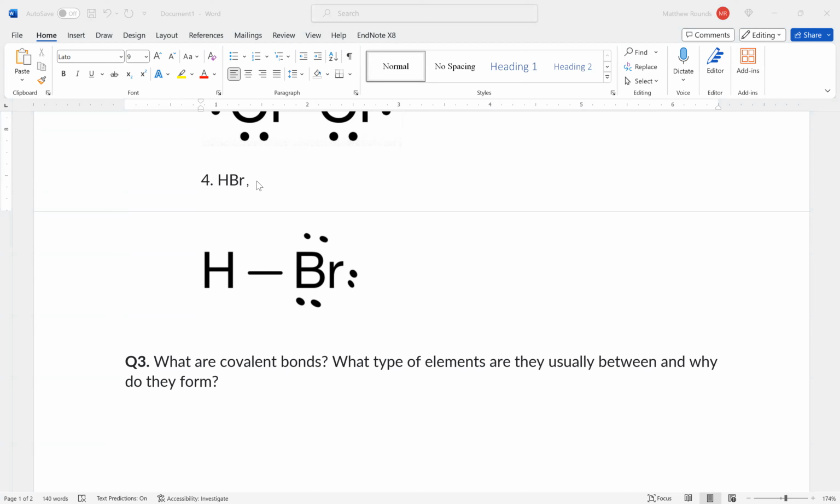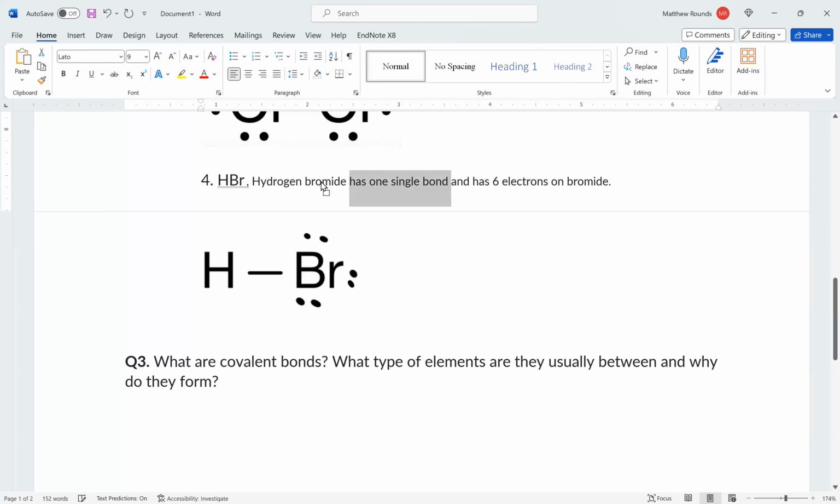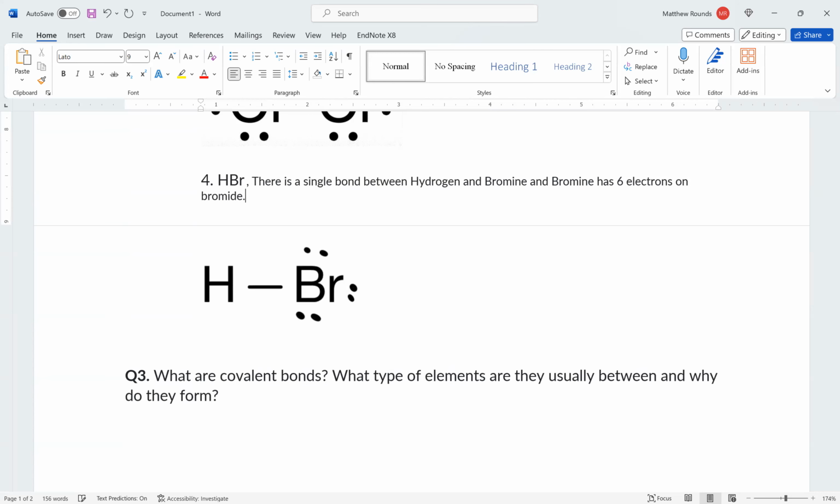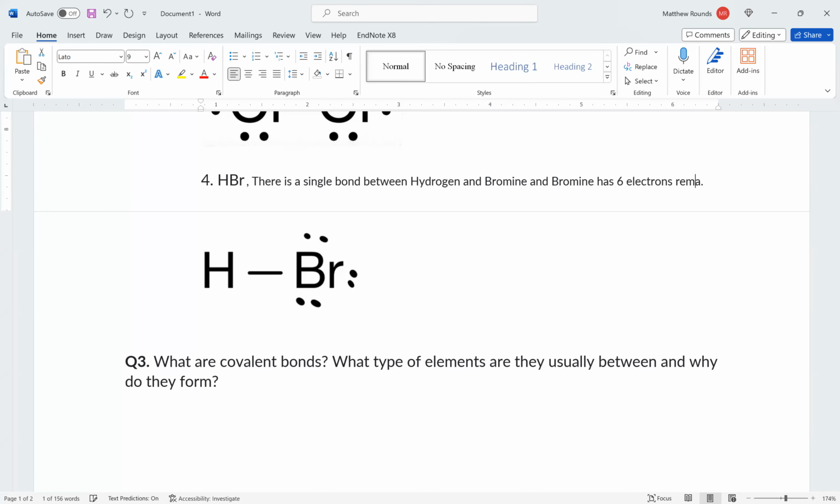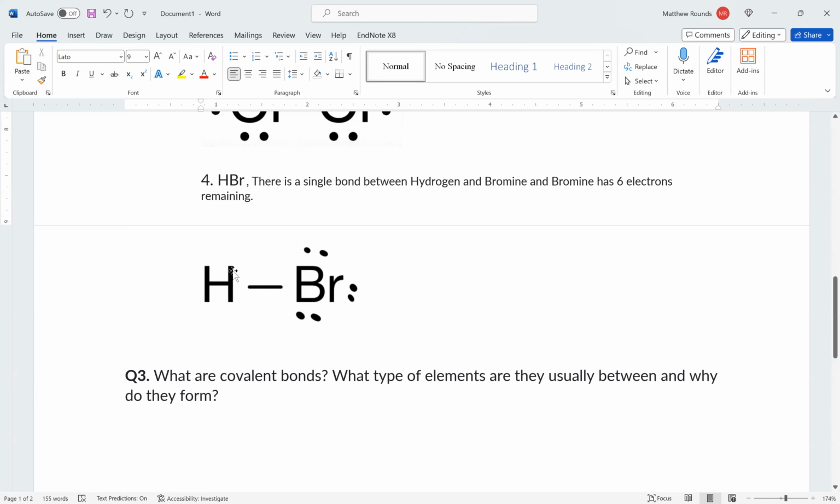Okay. So you might reword it this way, where you just change the order. There is a single bond between hydrogen and bromine, and bromine has six electrons remaining, something like that. All right.